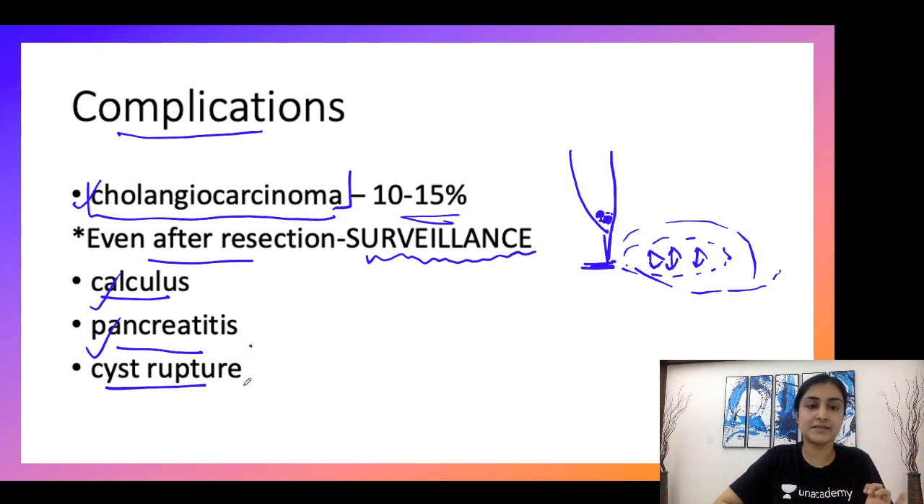Very rarely, this is the rarest complication, it can even rupture. Alright, and there can be complete bile leakage. So cyst rupture, a potential complication, but quite rare. Alright, so I hope these facts are clear. This has all been tested in your PG entrances, so very important.